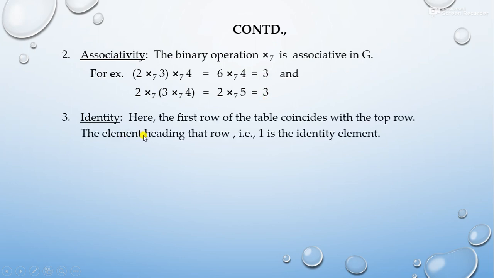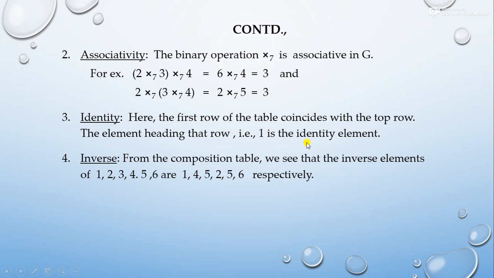Now the identity. I told you that in the case of multiplication your identity will be 1. You can check this also: the first row of the table is the same as the top row, meaning all the elements given in your set. So we can say that 1 is the identity here. Now find the inverse. When you multiply 1 by 1, you get the identity. It means that the inverse of 1 is 1.